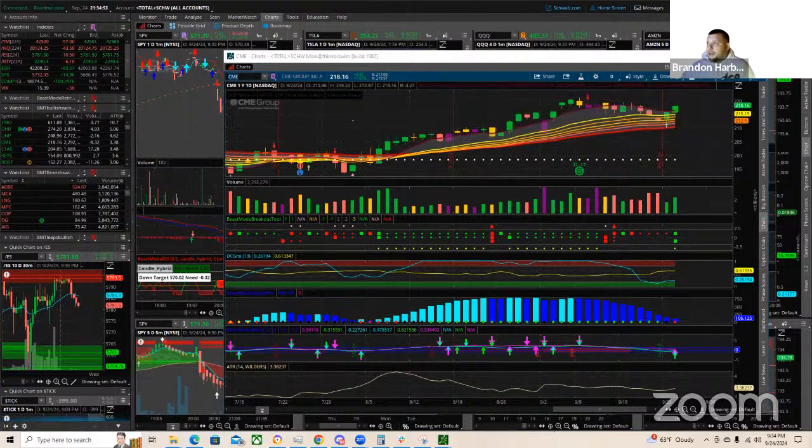So, stock number one to keep an eye on. We're going to watch CME calls above 218.24 with stops below the previous market structure, which would be right here at 212-ish. All right, that's one trading idea. Let's see what else we can find.